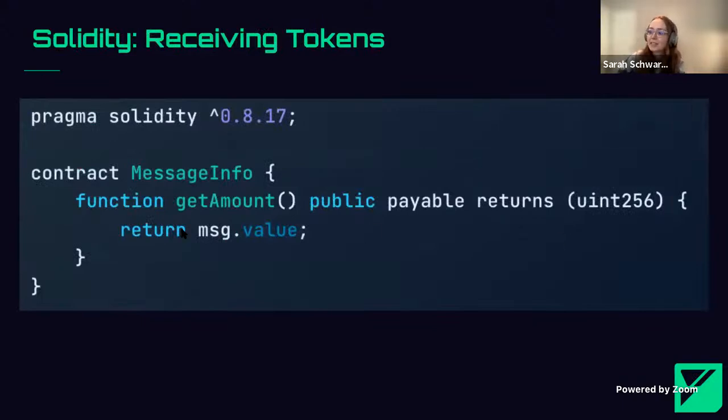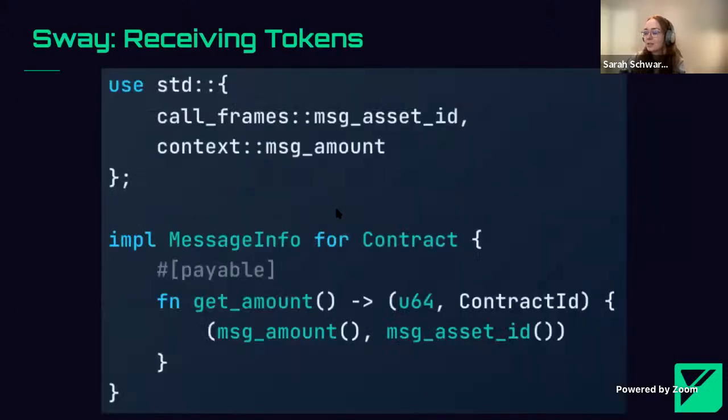For receiving tokens in Solidity, you'd probably check this message.value variable. And again, if this is for Ethereum, you know that this would be ETH because it's the only asset you can send. With Sway, you can send any asset. So we have these two standard library functions, message asset ID and message amount, and you can check for the amount sent in a function call and what kind of asset.